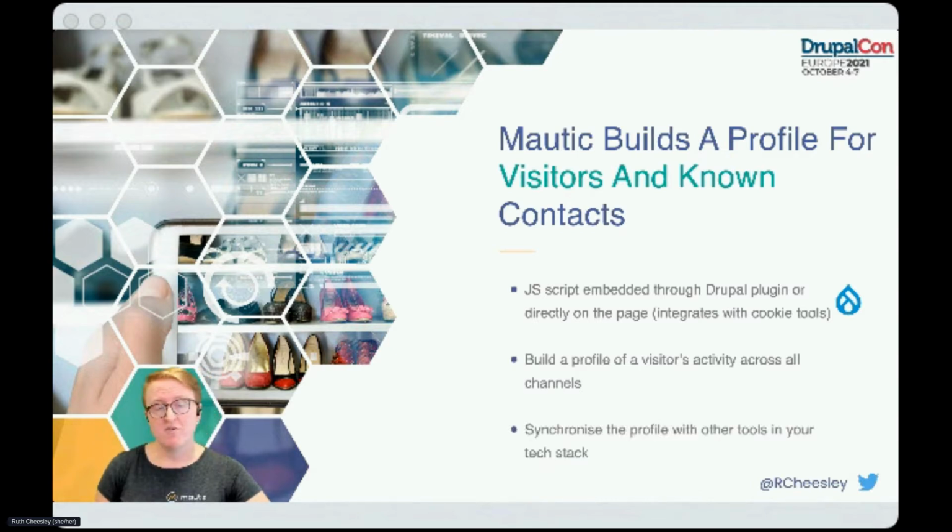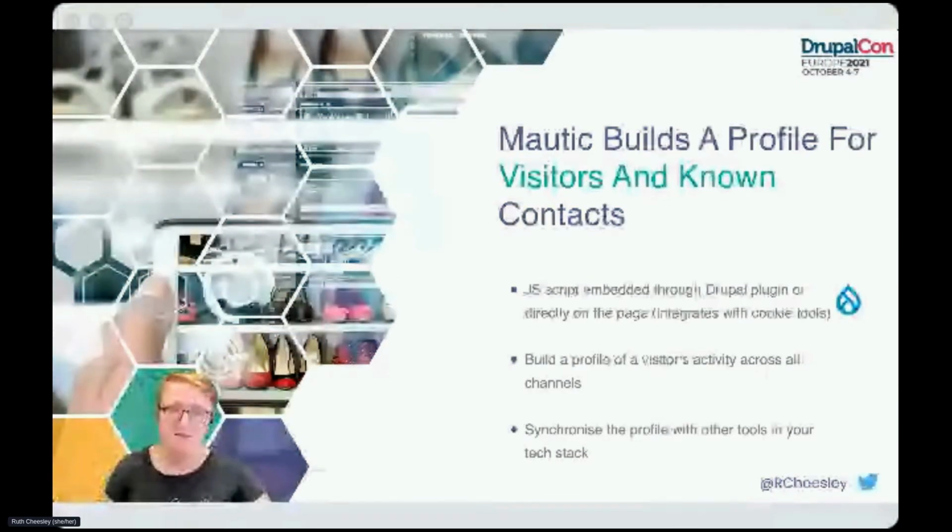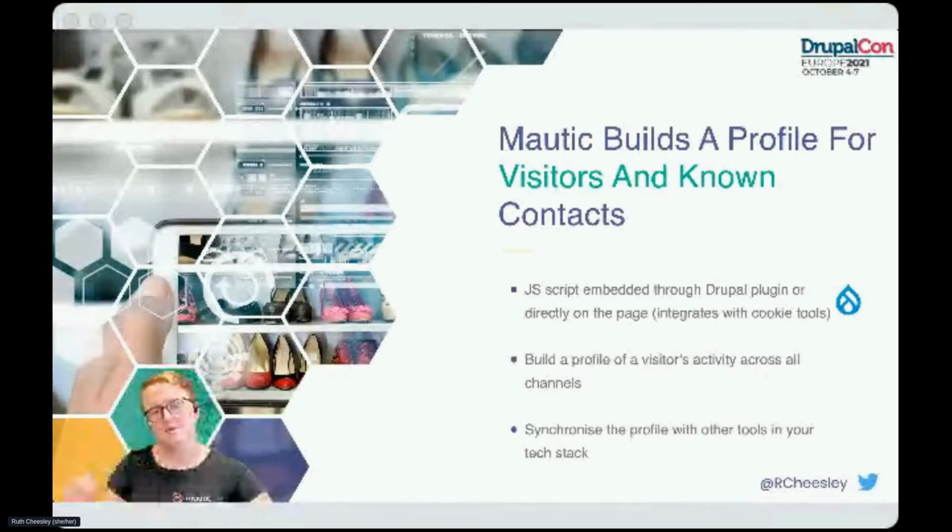We can then use that information to synchronize the profile with any other tools in our stack as soon as we identify that contact. So as soon as they fill in a form to get a coupon code to get 10% off their favorite handbags or whatever it is that they're buying, that identifies the person. We know all of the history of what they've been doing before we've identified them. And then if that person exists in your database already, you can associate those two accounts.